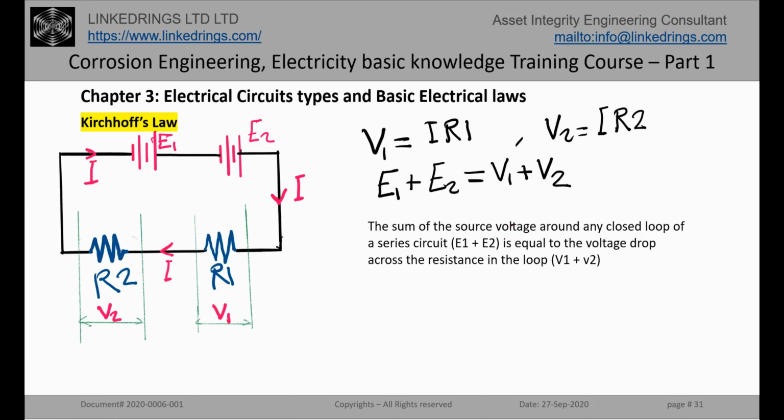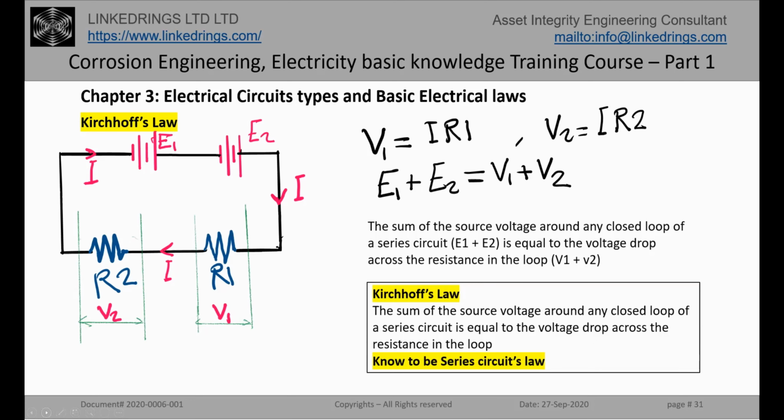So the sum of the source voltages across any closed loop of a series circuit, in this circuit, E1 plus E2, is equal to the voltage drop across the resistances in the loop. So this is a closed loop series electrical circuit. The sum of the source voltages, which are E1 plus E2, is equal to the voltage drop across the resistances in the load, so it is equal to V1 plus V2.